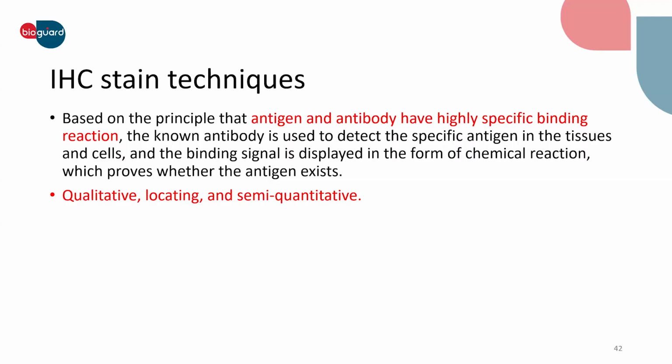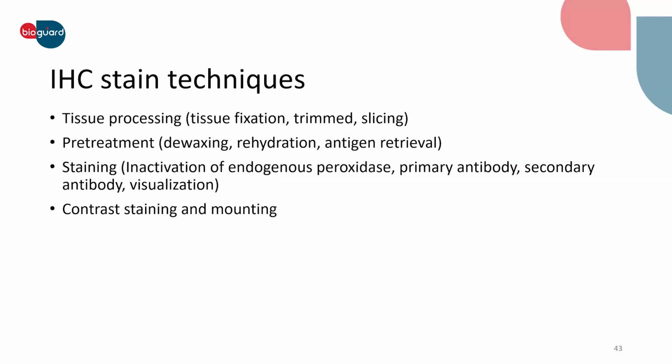IHC is powerful because it gives us qualitative info, locational info, and it's quantitative. In cancer diagnosis, IHC is especially useful to confirm the origin of the tumor cells and help us decide on prognosis and treatment, especially in tricky or metastatic cases. In short, IHC helps us connect what we see under the microscope with what's happening at the molecular level. That's why it's widely used in both human and veterinary pathology today.